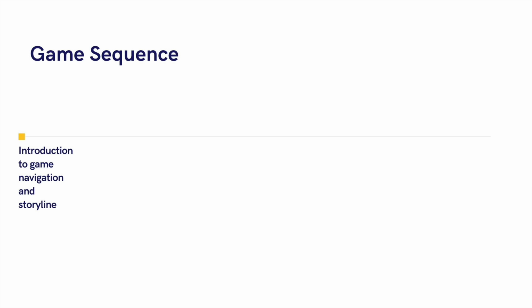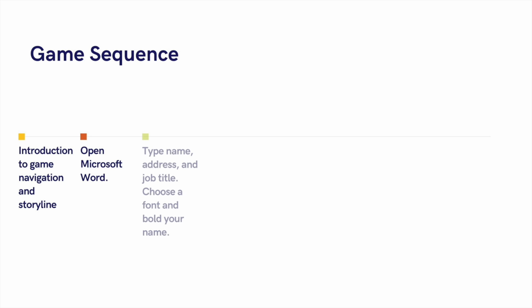Game sequence. From beginning to end, finding the fun scaffolds and repeats steps, so each learner can move forward when they're ready or continue working on a level at their own pace. The game begins with an introduction to navigating the game and the storyline, starting with opening a Word document and explaining people's expectations on how a resume looks. Moving on to including information using different size fonts and including bold, steps are repeated for additional practice.